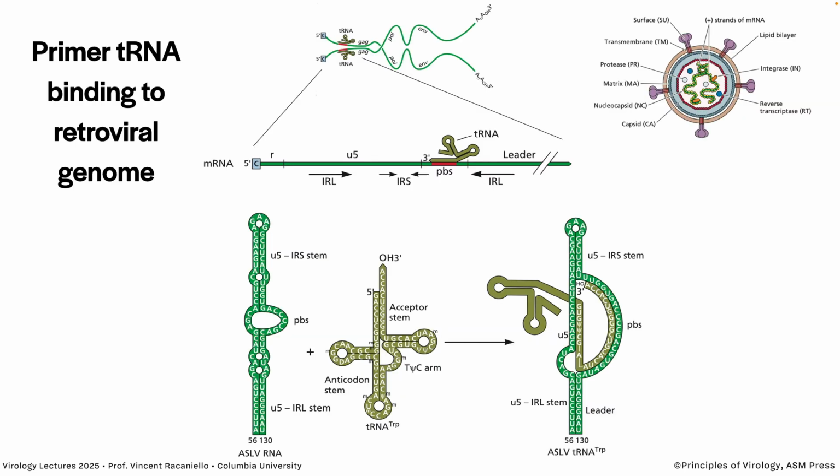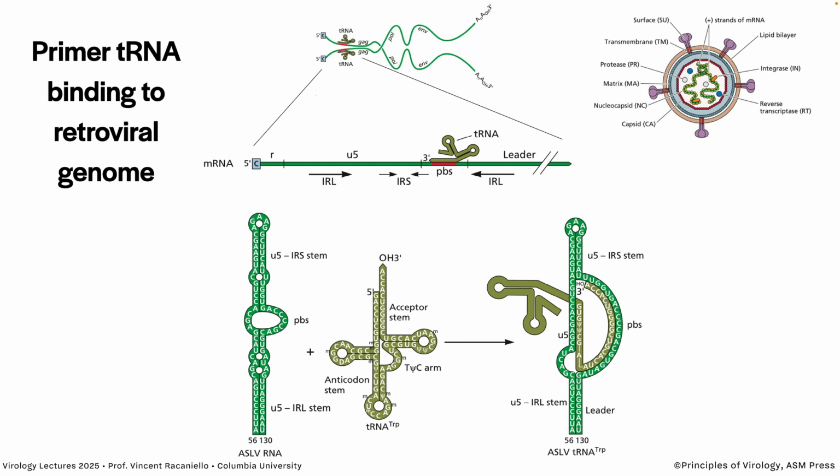So this is the primer tRNA binding to the retroviral genome. I just want to show you where it is. There are the two RNAs with the primers bound. The tRNA binds to the primer binding site. It's not very far from the 5' cap. And on the bottom here is showing you in some detail how the binding occurs. You can see the length here.